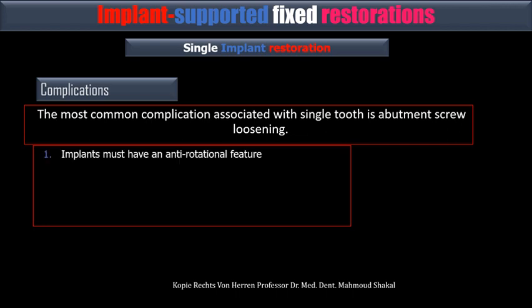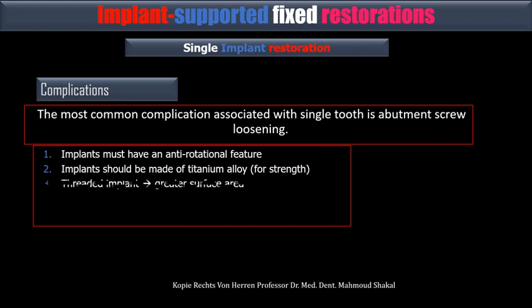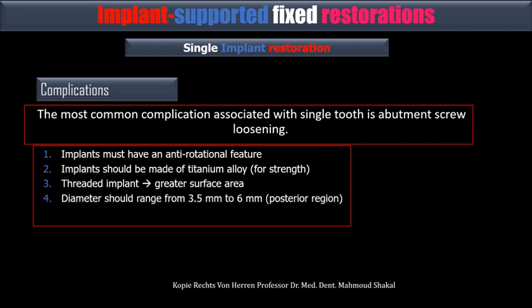So the implant must have an anti-rotational feature, therefore, to prevent rotation of the crown or the abutment. Implant should be made of titanium or titanium alloy for strength. Threaded implant, greater surface area. Diameter should range from 3.5 to 6 millimeter, posterior region. Length should range from 9 millimeter to 15 millimeter.